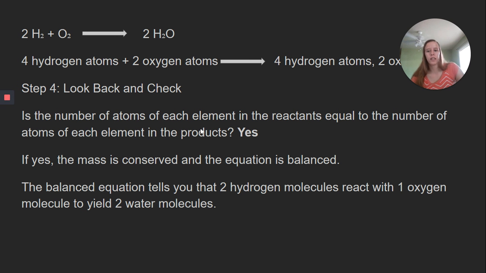So the balanced equation tells me that 2 hydrogen molecules reacted with 1 oxygen molecule to yield 2 water molecules.